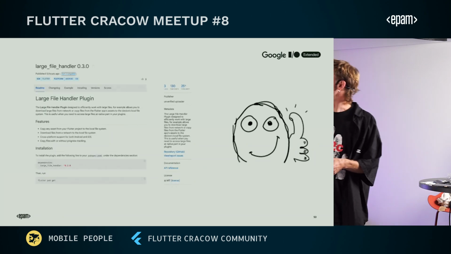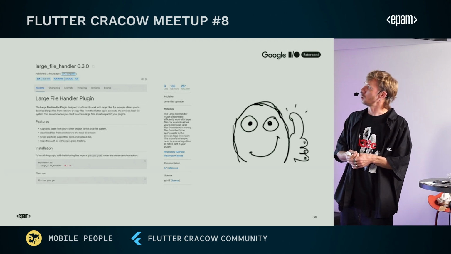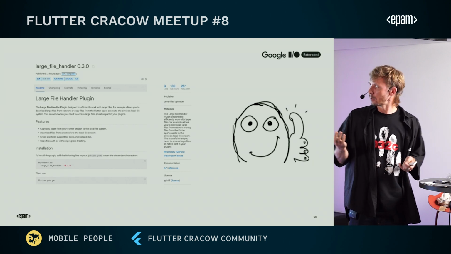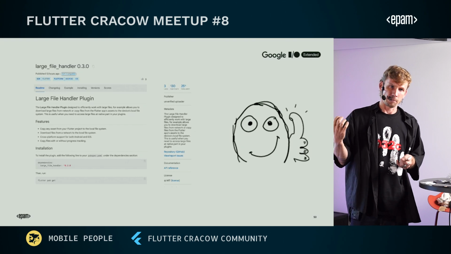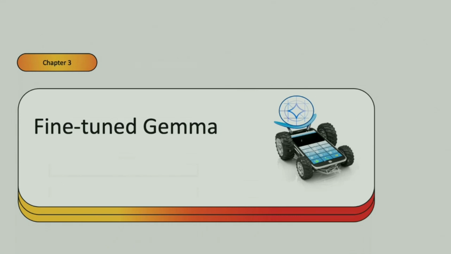So I created one more plugin for this. It's a large file handler. I hope it will be useful for people who will play with models afterwards. It's just a small plugin on top of native file system functionality. Without putting anything in memory, it can move files from assets to somewhere on your device, or download directly from the cloud to your file system without memory. Okay. Next, fine-tune Gemma.